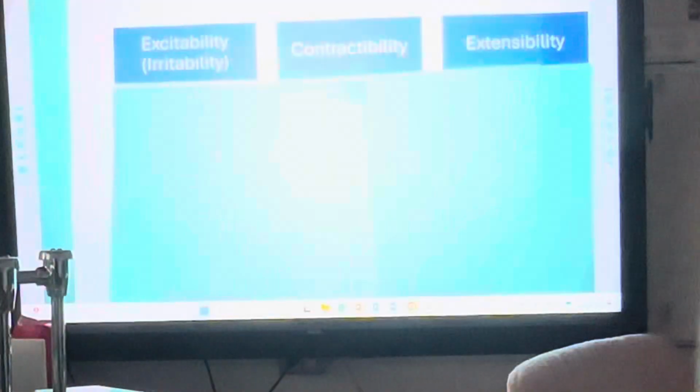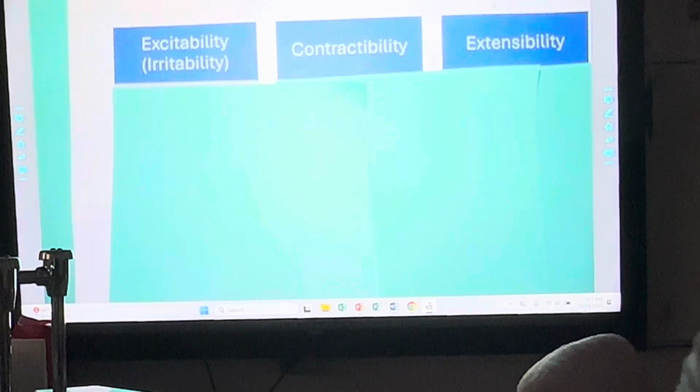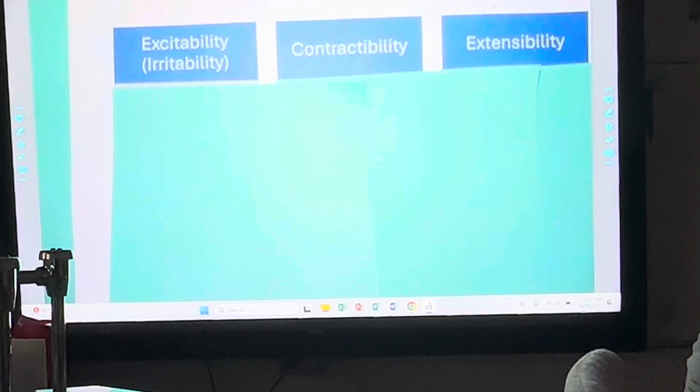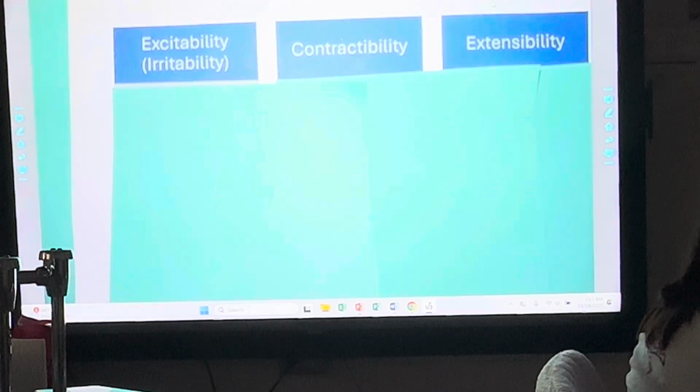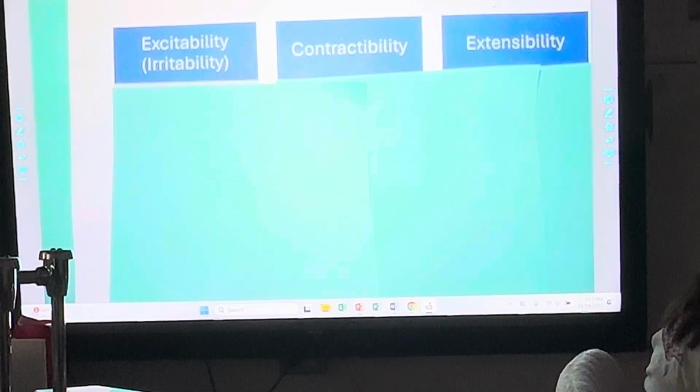Okay, so we will be looking at excitability, contractibility, extensibility, and elasticity. These are some of the key characteristics of muscle tissues.